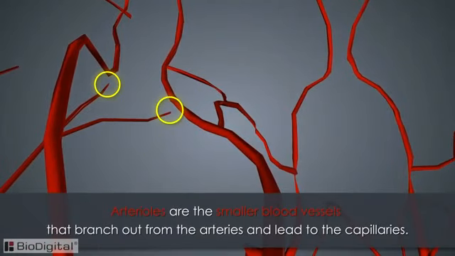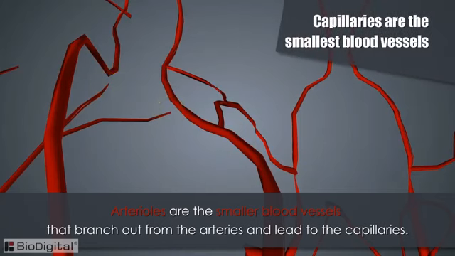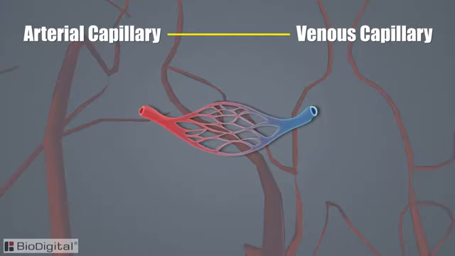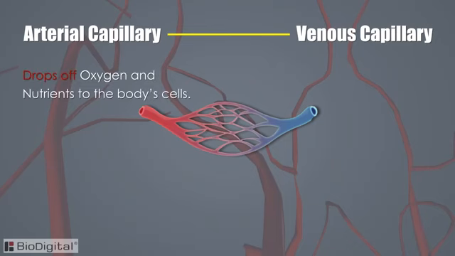Arterioles are smaller blood vessels that branch out from larger arteries and lead to the arterial capillaries, which are the smallest blood vessels in the body. The arterial capillaries are connected to the venous capillaries. The arterial side of the capillaries is dropping off oxygen and nutrients to the body's cells. The venous side of the capillaries is picking up metabolic waste from the body's cells. Together they form a network where arteries and veins connect, completing the closed circulatory circuit.